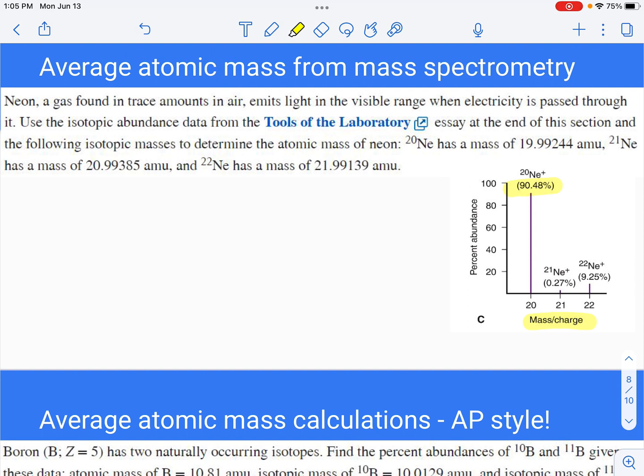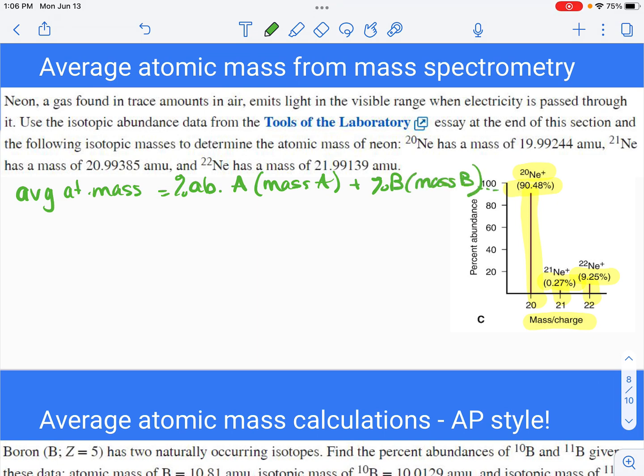Okay, so we're doing this, they have to be in gas form, so we have to make them ions, etc. But we're doing this for neon, and we discover 3 separate neon isotopes, and the mass spectrometer gives us their percent abundance. So remember that the formula for average atomic mass is the percent abundance of the isotope times the mass of the isotope, plus the percent abundance of the isotope times the mass of the isotope, for as many isotopes as you have.